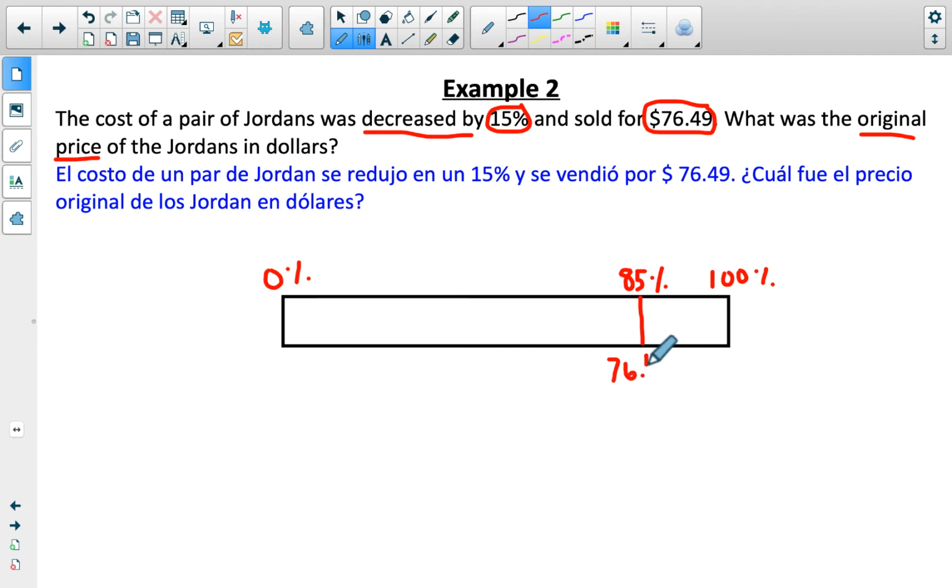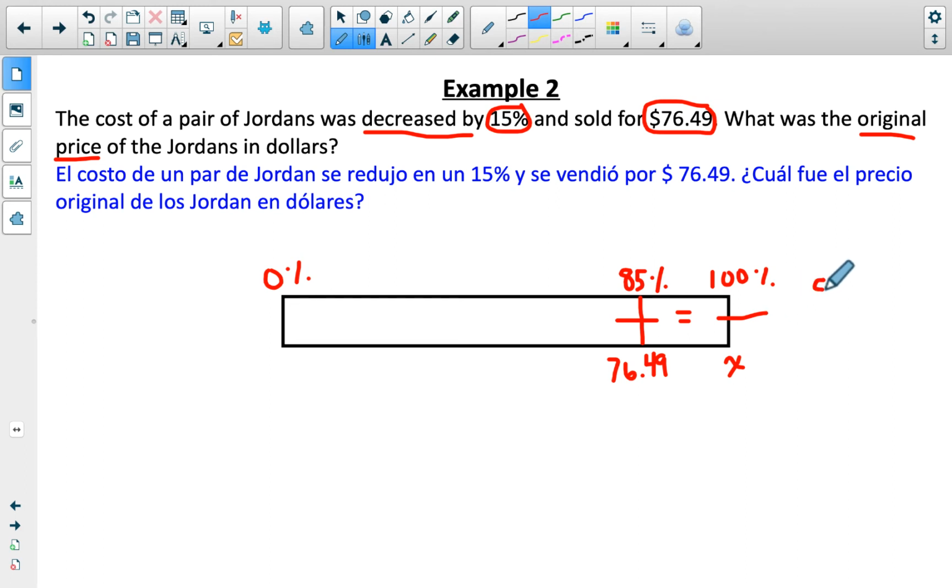And once it decreased by 15%, it sold for $76.49. So the $76.49 is going under the 85% because the question is stating it was decreased by 15 and then it sold for this much. And the question is asking us to find the original amount. So there's no way this $76.49 goes under the original amount because the question is asking us to solve for that value. Now, my proportion is once again set up nice and neat for me.